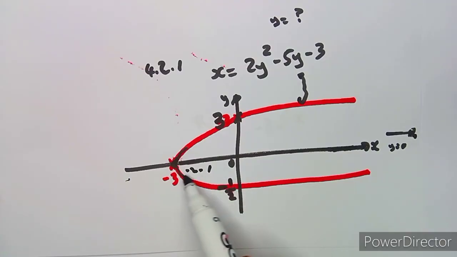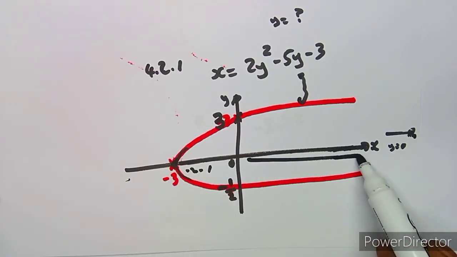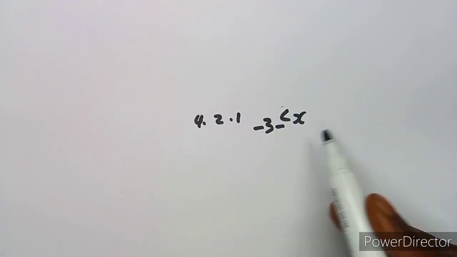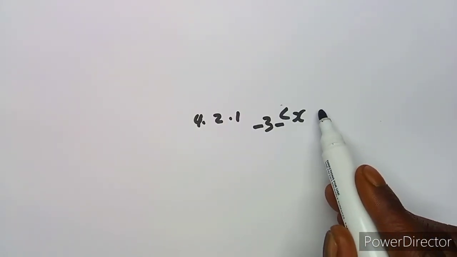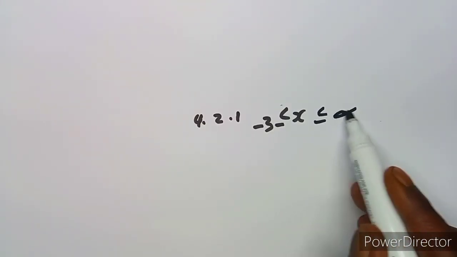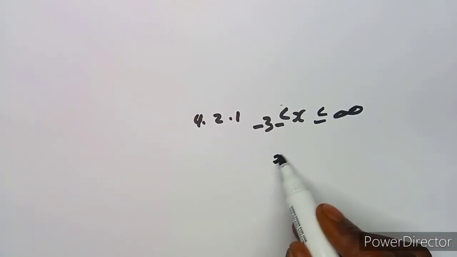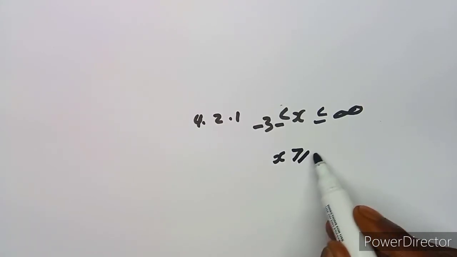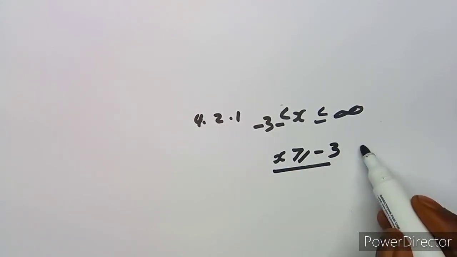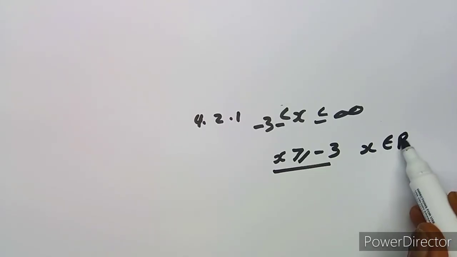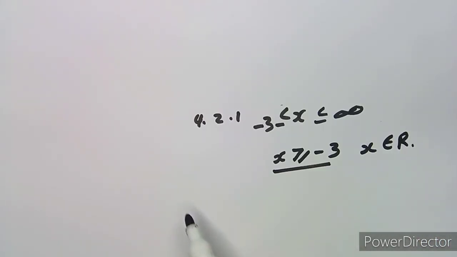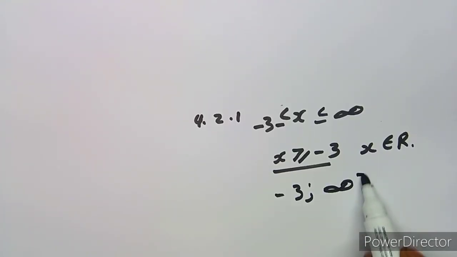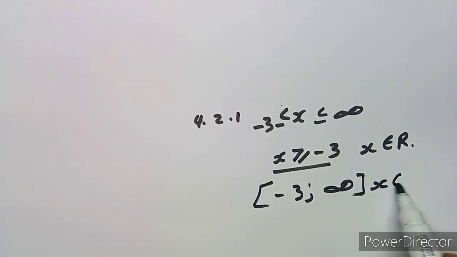-2, -1, these values, they are greater than. But what about these values? They are up to infinity. Okay, so x is greater than or equal to -3, up to infinity. So it simply means that x is greater than or equal to -3, where x is an element of the real numbers, or we can write it as from -3 up to positive infinity, where x is an element of real numbers.